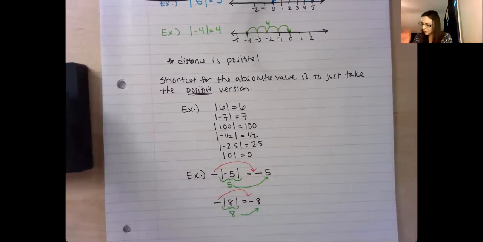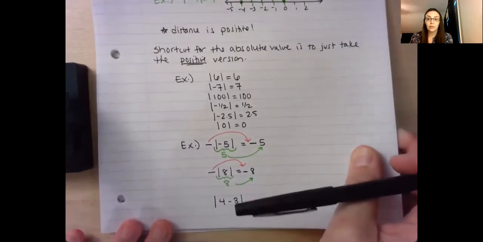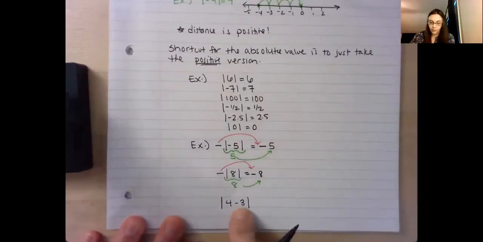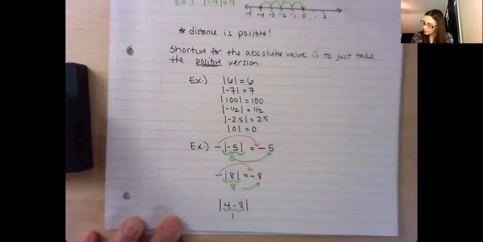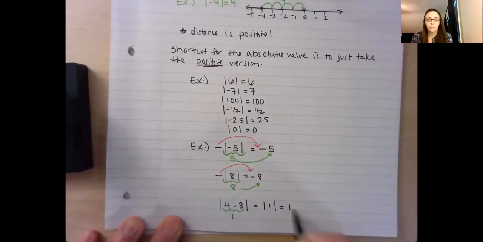Okay, I'm going to do one more example here. Let's say I had something like the absolute value of 4 minus 3. Now, an absolute value symbol is also a grouping symbol. So you would use your order of operations here. Do the 4 minus 3 first, and 4 minus 3 is 1. So this becomes the absolute value of 1, which is just 1.